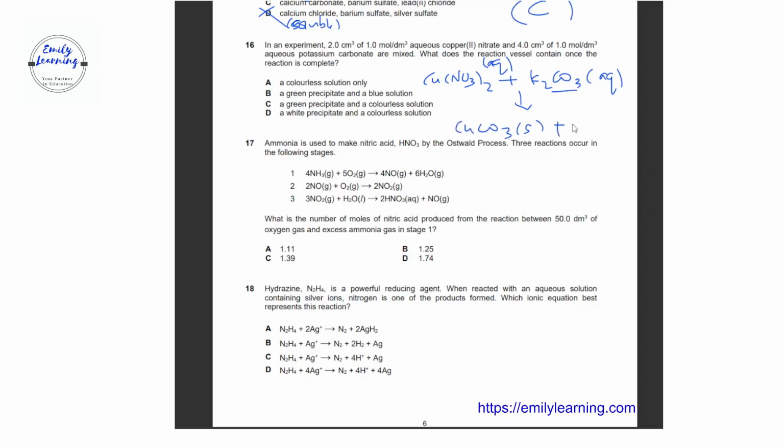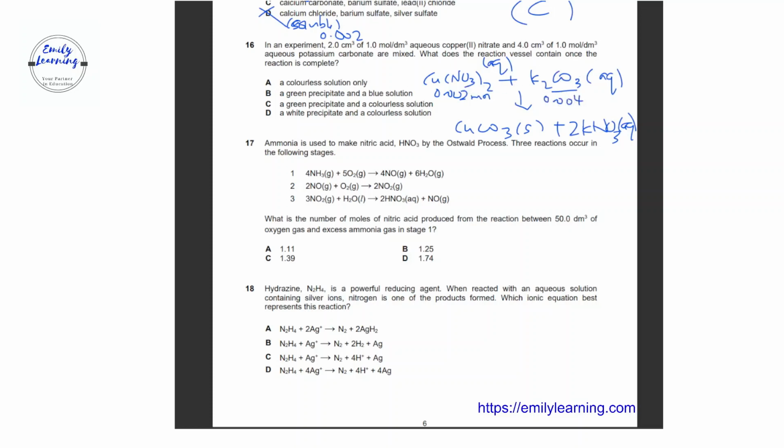Okay, so you just swap the ions. So this is what you get. So we know that we have 2 cm³ of 1 mole per dm³. So let's find the number of moles. So it will be 0.002 dm³ times 1 mole per dm³. So that's 0.002 moles. And then for here, if you calculate, you take 4 over 1000 times 1, you get 0.004 moles.